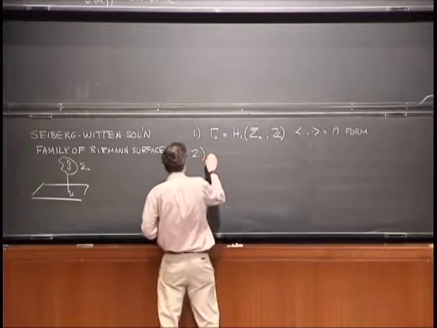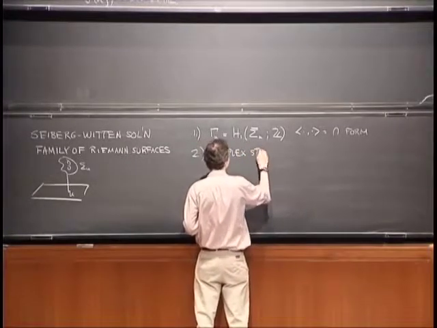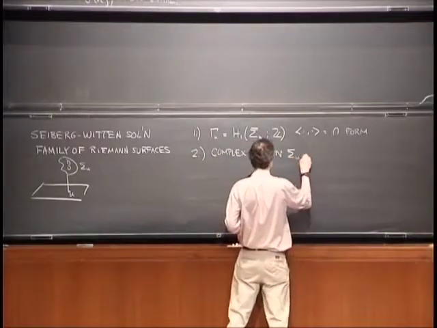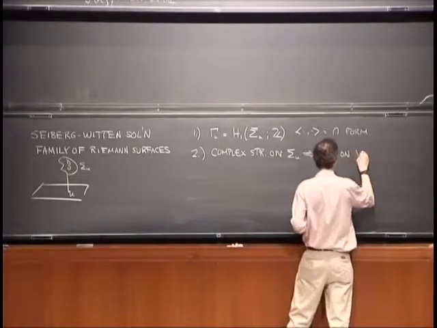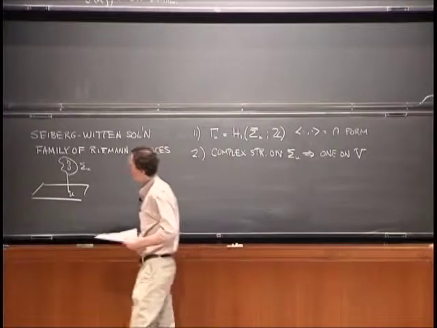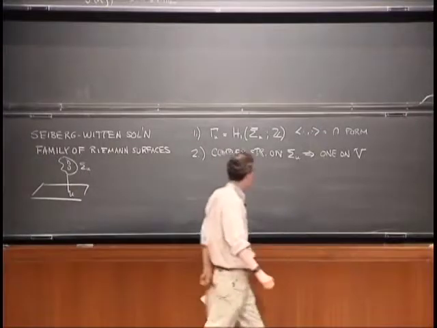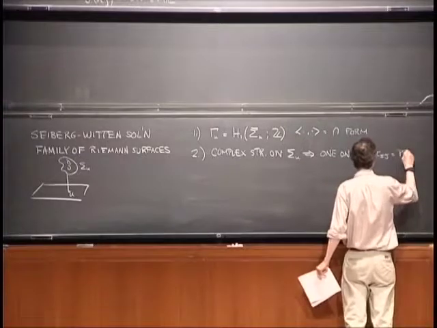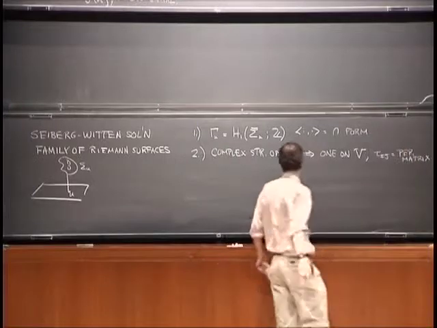Now, the complex structure on sigma sub u implies one on V. If you like, V is the universal cover of the Jacobian of the Riemann surface. A more down-to-earth way of thinking about it is that tau ij is equal to the period matrix of the Riemann surface.